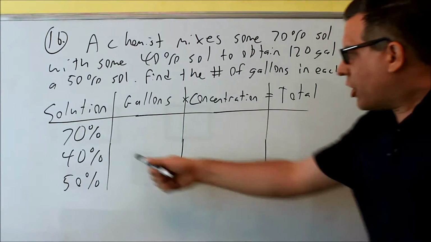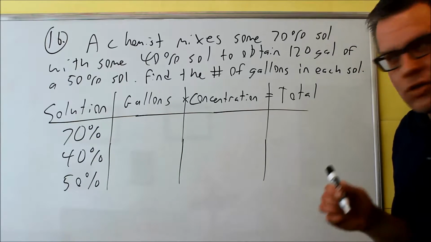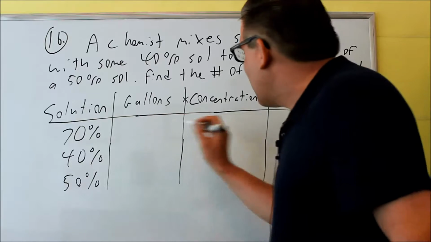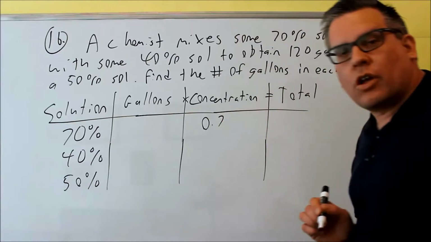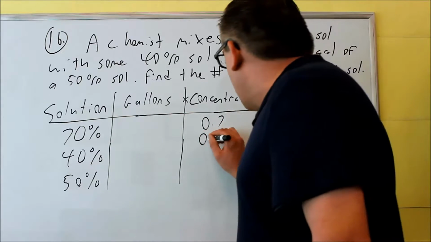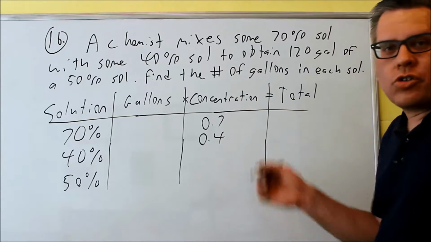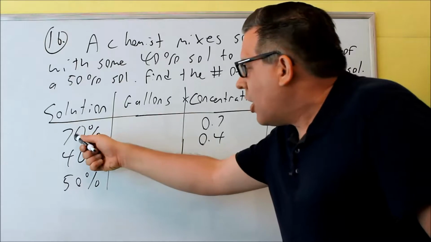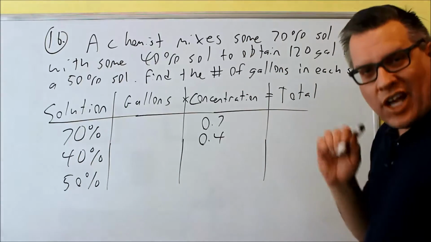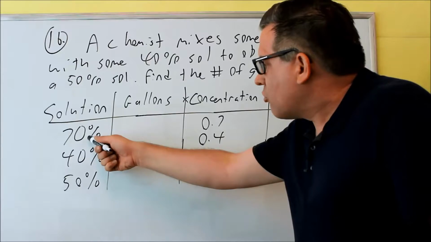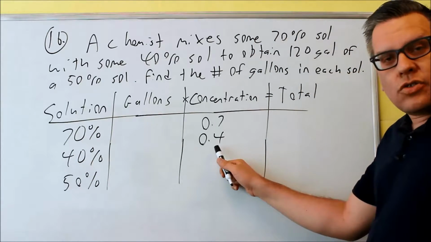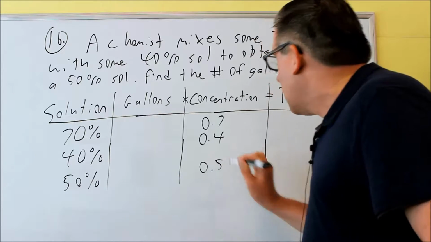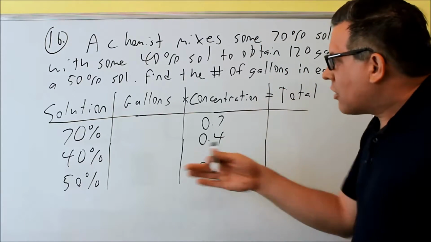Now for concentration, we can just take these percentages and turn them into decimals, and I can automatically fill out that concentration column. So 70% as a decimal, I can write that as 0.7, and then I can write this as 0.4. When you're turning a percent into a decimal, you're always moving the decimal place 2 places over to the left. The percent sign goes away, move it 2 places over. That's how we're getting these decimals here. So 50, you move that over 2 places, that's going to be 0.5. Okay, so we got that complete.